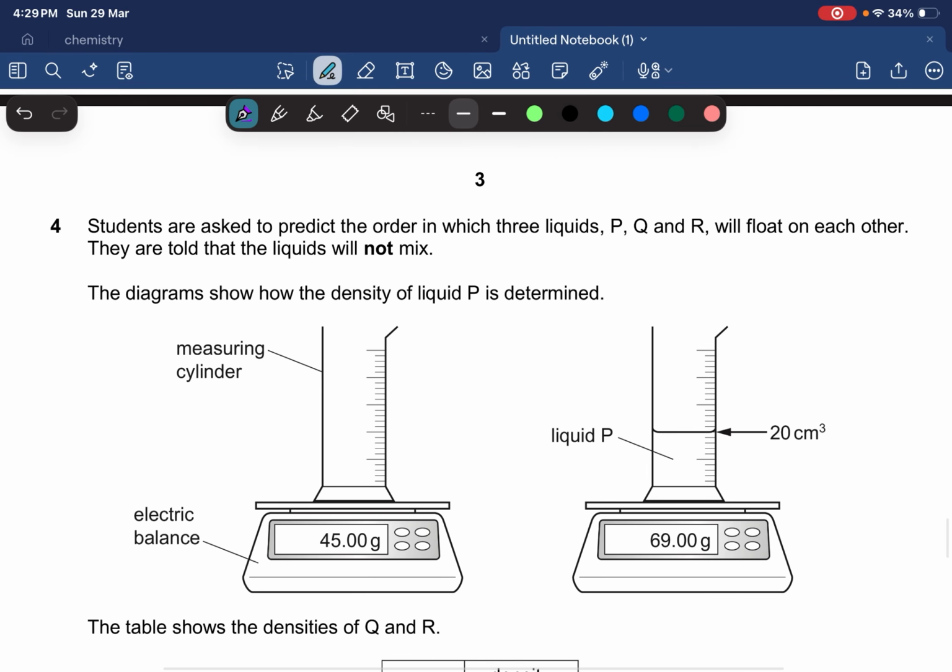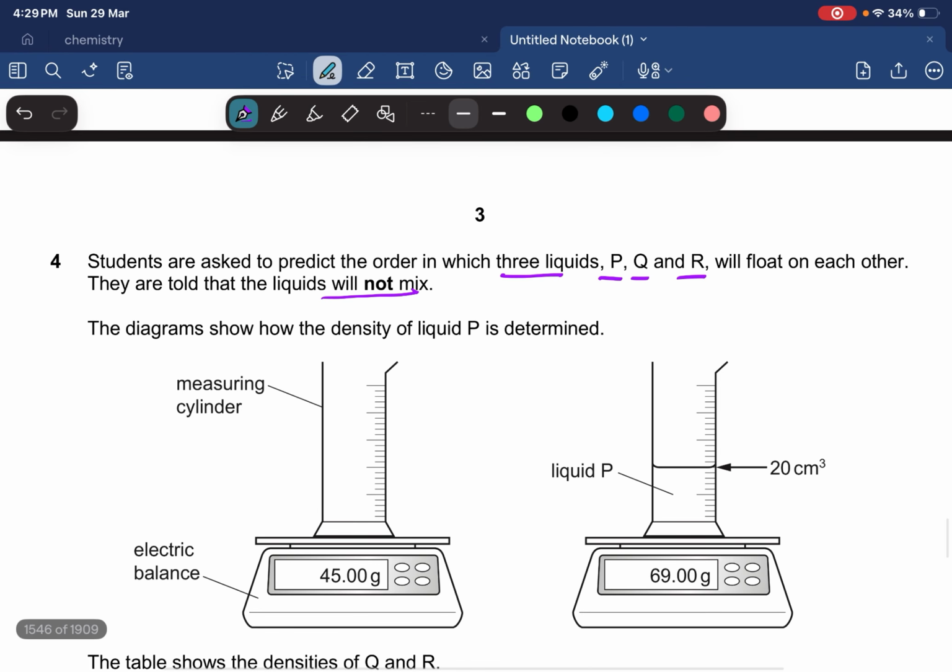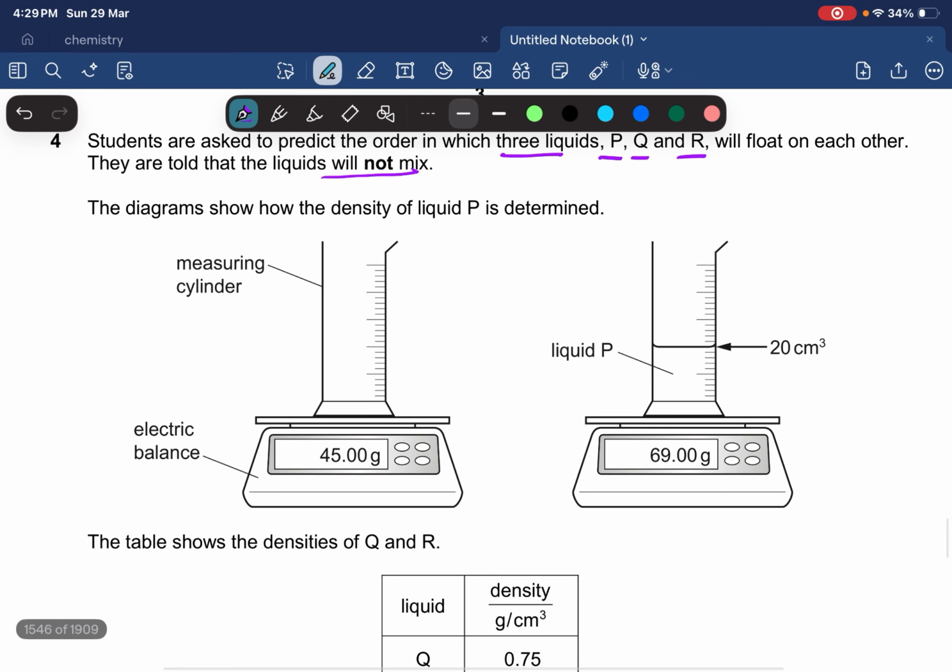Students are asked to predict the order in which three liquids P, Q, R will float on each other. They are told that the liquids will not mix. So because of the difference in densities, the liquids are going to float. The diagram shows how the density of liquid P is determined. So we know the formula of density.